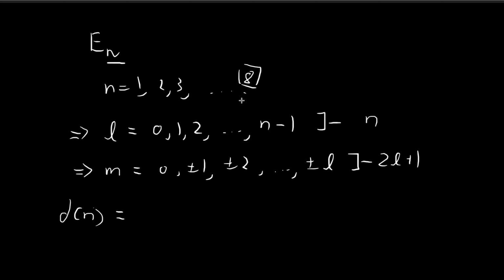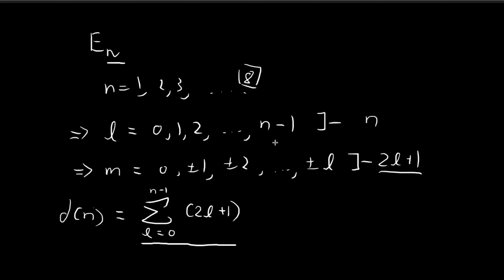For any choice of L, you have 2L plus 1 choices for m, and for any given number n, the value L can take on n different values from 0 to n minus 1. So in order to find the degeneracy, we can consider this expression. L goes from 0 to n minus 1, and for every different value of L, the number of choices you have for m is equal to 2L plus 1. This summation will give us the total number of different combinations that lead to the same energy level. So all we have to do is evaluate this expression.